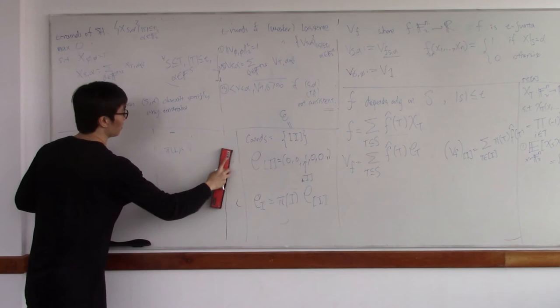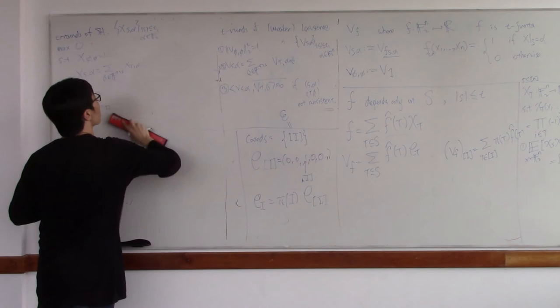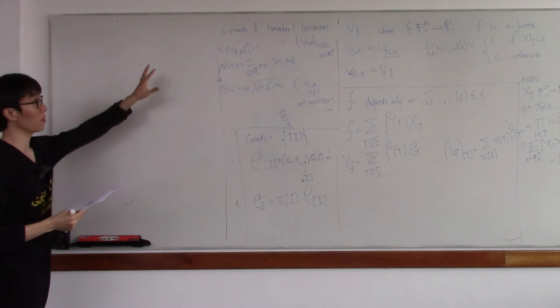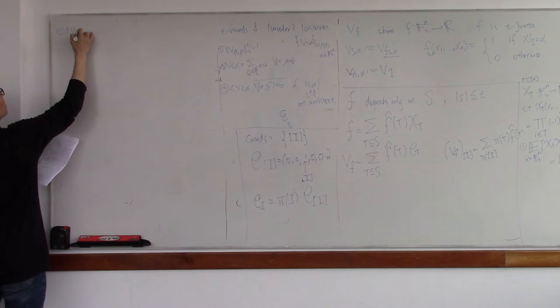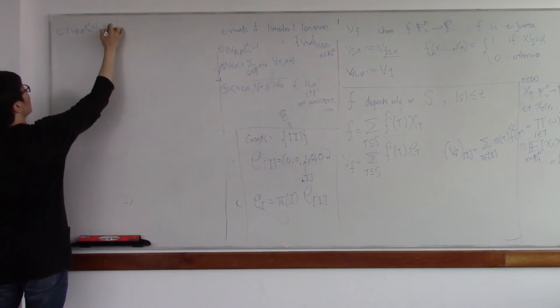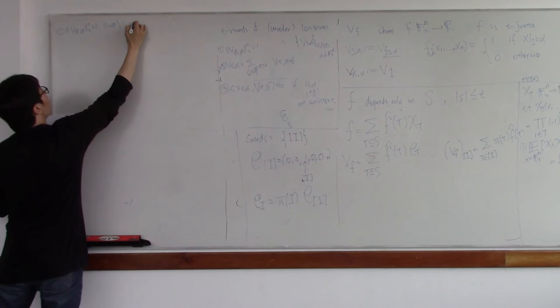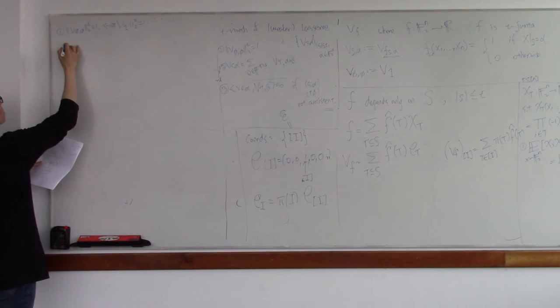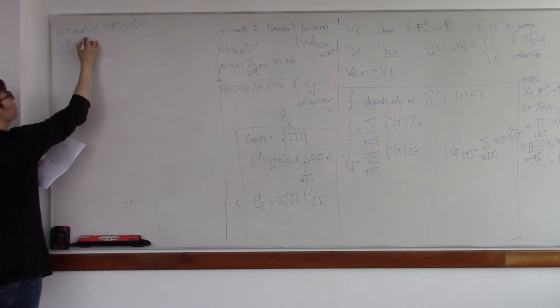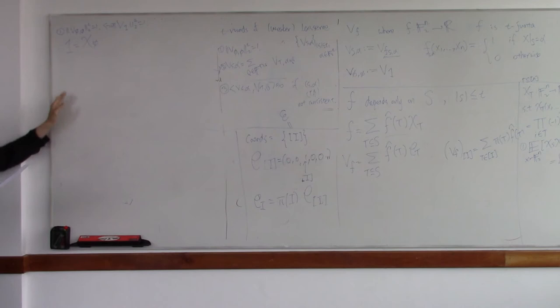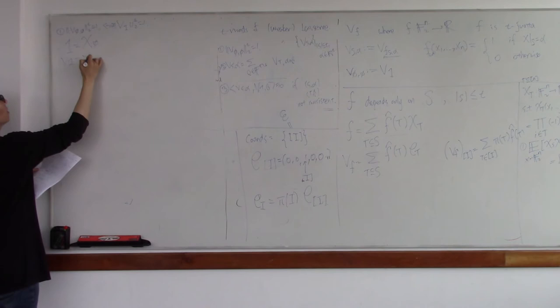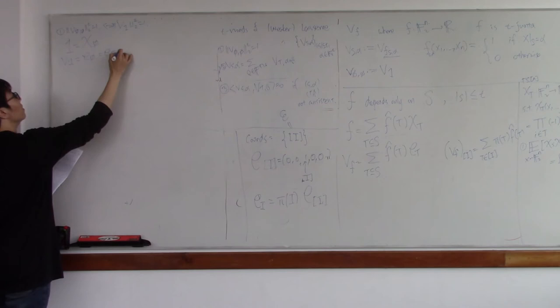So this is just the definition. Let me check 1, 2, and 3. For 1, we want to show that this vector is the unit vector. It just means that v of the constant function is again the unit vector. If you look at a constant function, then its Fourier expansion is this function. And so by definition, this is done.